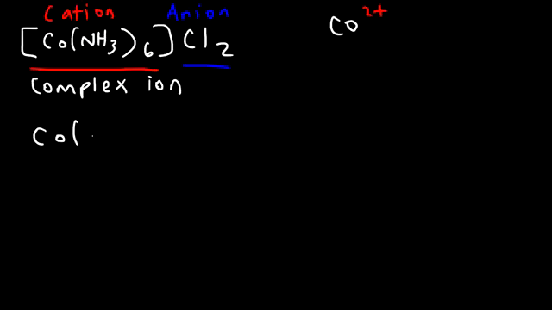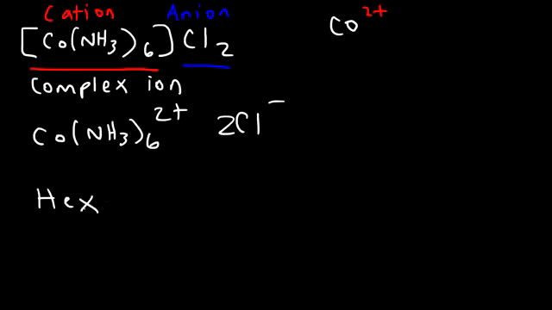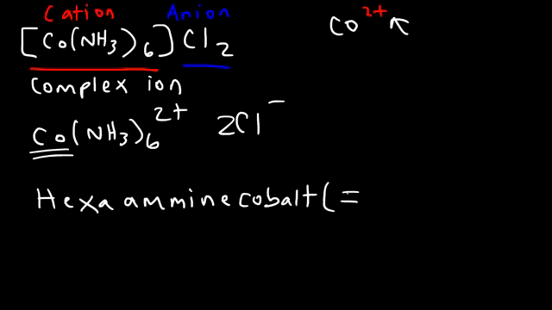So the complex ion is going to be Co(NH3)6 with a 2+ charge. And then the anions are chloride. The first thing we need to name is the cation, in this case the complex ion. So we have 6 ammonia molecules. 6 stands for hexa. And then the ligand is an amine, but when you name it, you need to use 2 M's as opposed to 1. So this is going to be hexaammine. And then we need to name the transition metal, cobalt, and then the oxidation state, which is 2. So the name of the complex ion is hexaammine cobalt(II).